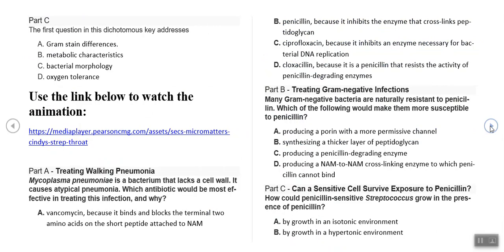Now you can build your dichotomous key any way that you would like, but typically they start with the gram staining. They start with what we call cell morphology. What does a cell wall look like? So gram staining, is it gram positive or is it gram negative? Or is it cocci? What's the shape of the cells? Are they bacillus or are they rods?